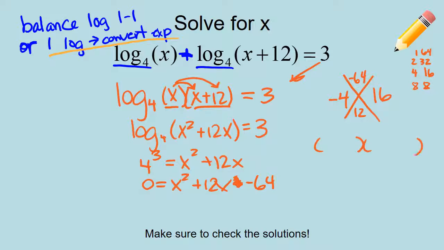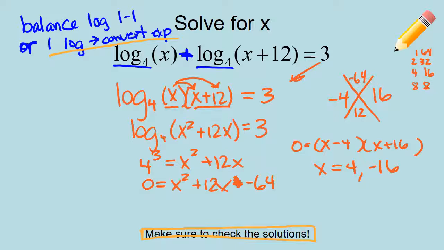So I can jump ahead because my leading coefficient is 1: x minus 4, x plus 16, still all equal to 0. Therefore, x equals 4 or negative 16. But as always, with every example, we need to check our solutions. And often with two solutions, they can both work. One can work, none can work. So we have to make sure we're on the right track.